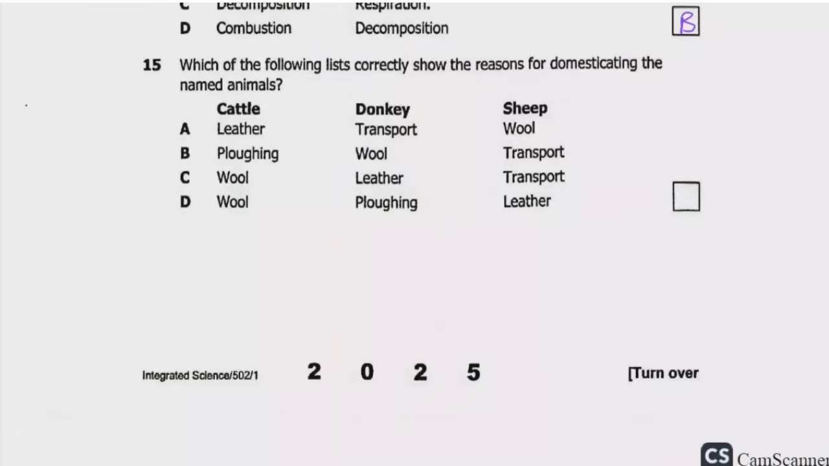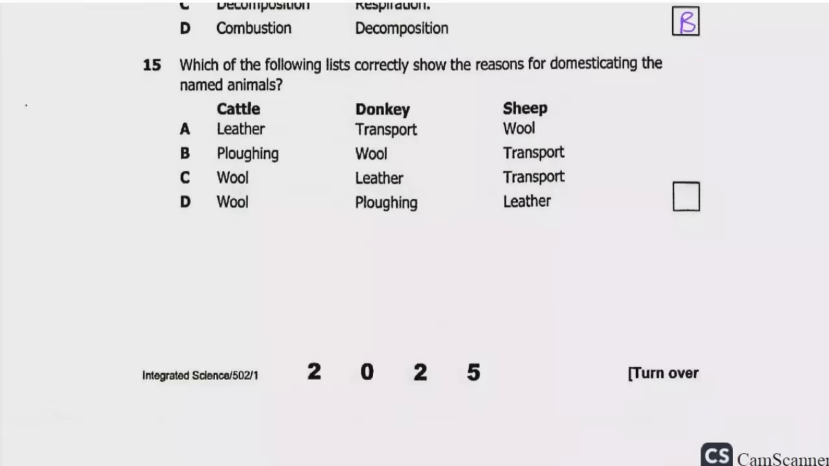Which of the following lists correctly show the reasons for domesticating the named animals? So I've got A, we have cattle, we have donkey, and we have sheep. In A, we are saying from cattle we get leather, donkey we use for transport, and sheep for wool. Okay, those answers are correct. Now let's check the others.